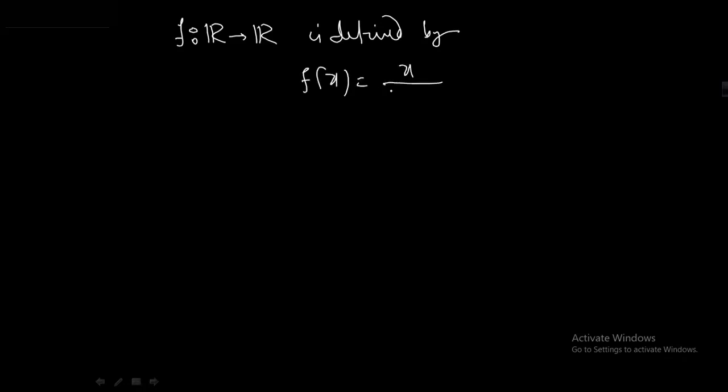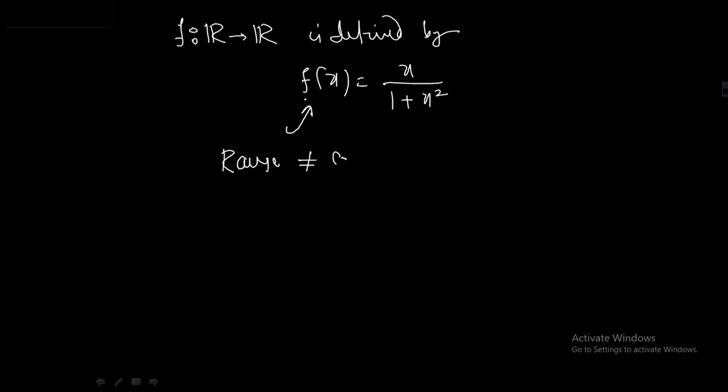Any function f: R to R is defined by f(x) = x / (1 + x²). Now my point is, we have to prove this function f is not onto. We have to prove this function f is not onto.